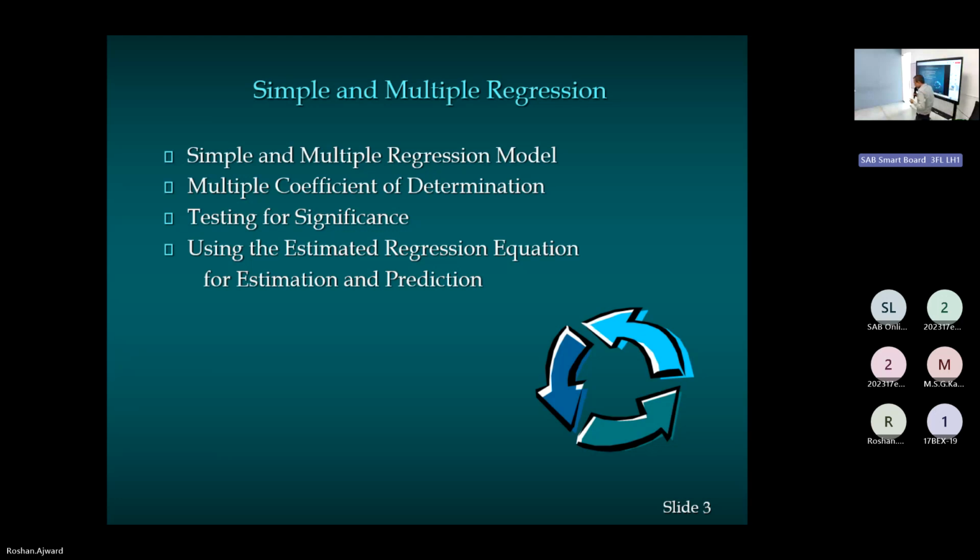So let me remind you what we discussed. I told you that when it comes to regression analysis, there could be two types. We discussed two types of regression. One is simple regression. The other one is what? In simple regression, what do we have? One independent variable and one dependent variable.